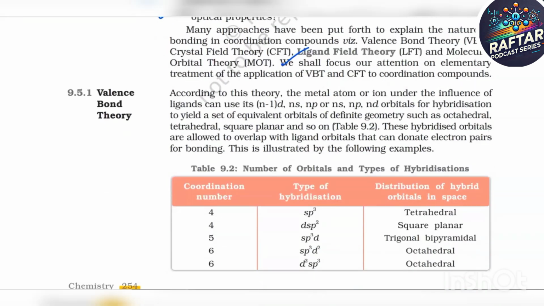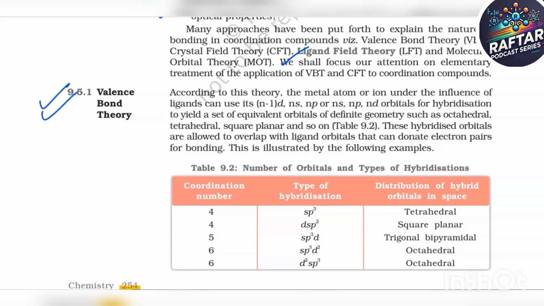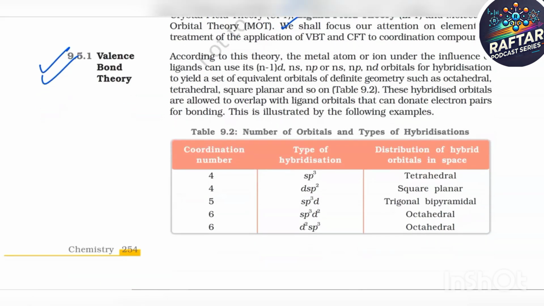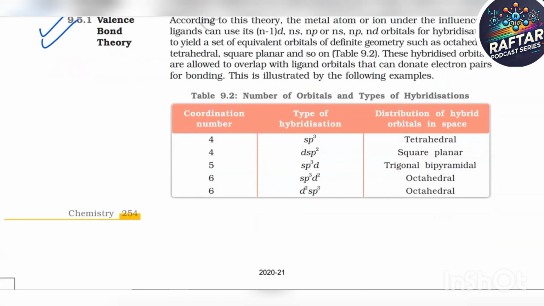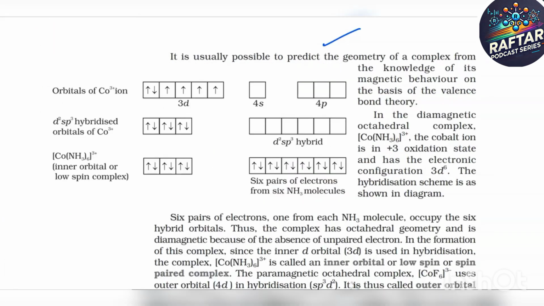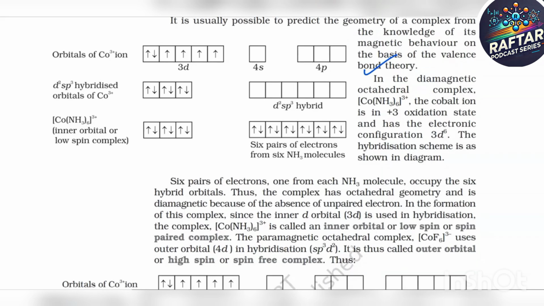Table 5.2. These hybridized orbitals are allowed to overlap with ligand orbitals that can donate electron pairs for binding. This is illustrated by the following examples. It is possible to predict the geometry of a complex from the knowledge of its magnetic behavior on the basis of valence bond theory. In the diamagnetic octahedral complex [Co(NH3)6]3+, the cobalt ion is in +3 oxidation state and has the electronic configuration 3d6. The hybridization scheme is as shown in the diagram.